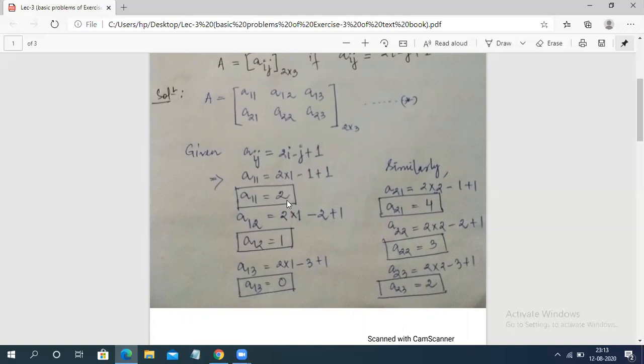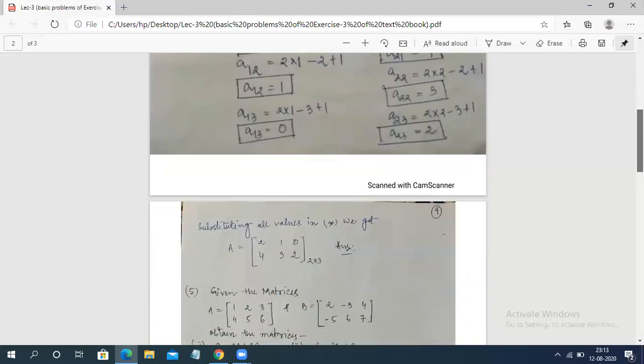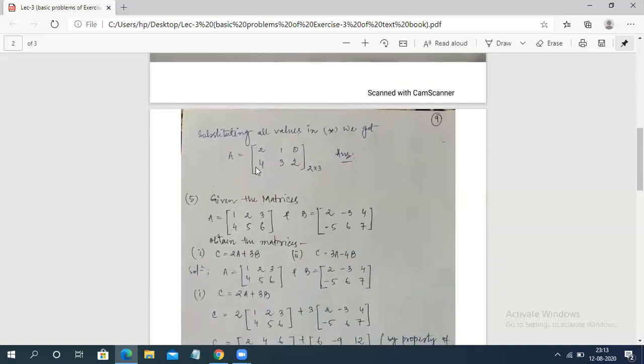Now put all the values of A11, A12, A13 and so on in this matrix and we will get our desired matrix A. That is, the value of A is 2, 1, 0 in the first row and 4, 3, 2 in the second row. This is a matrix of order 2 by 3. This is the first row, this is the second row, and this is the first column, second column, and this is the third column. Got it?